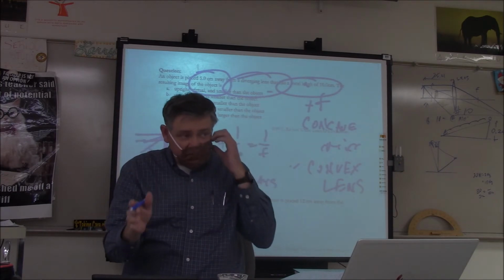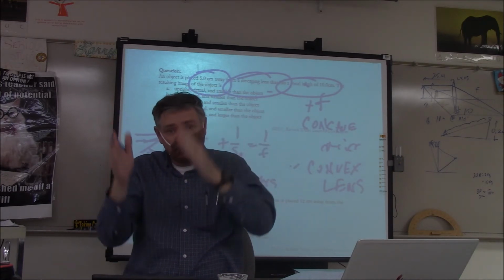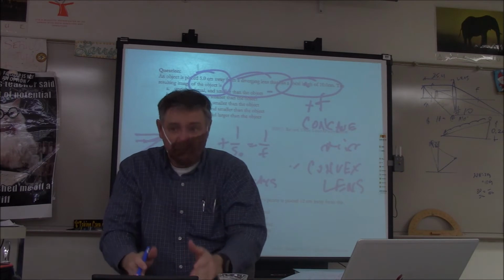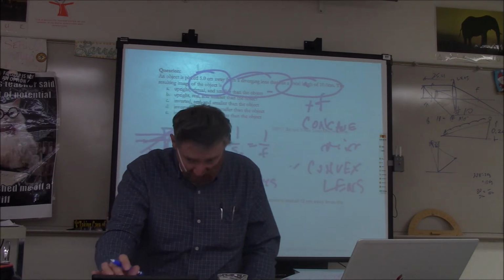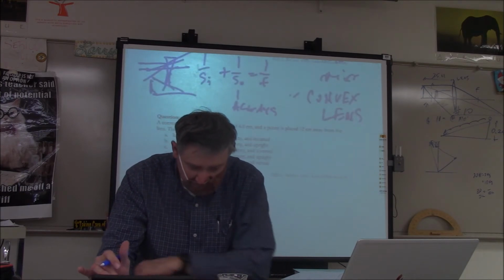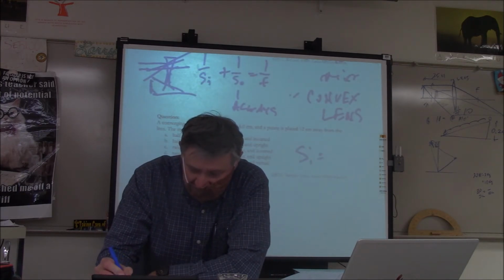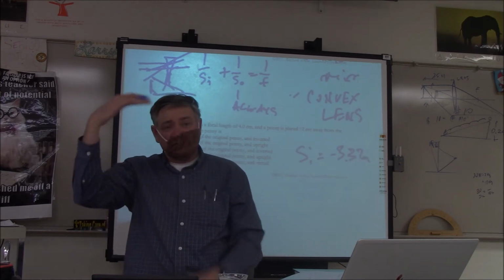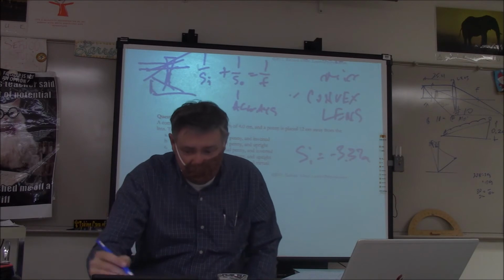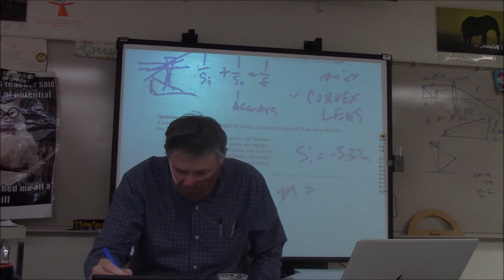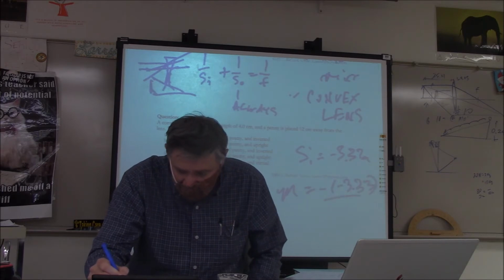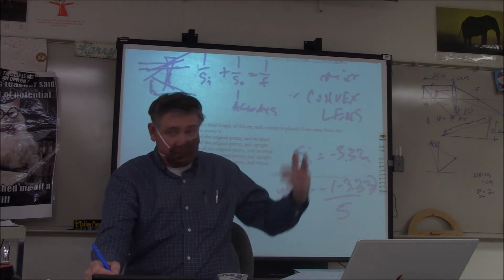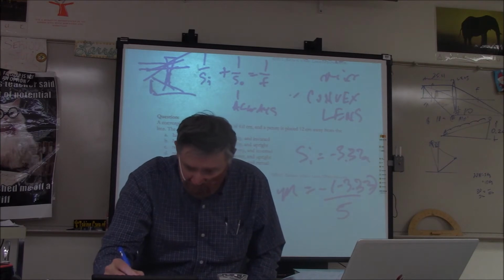So is the 5 centimeters away your object distance or your image distance? Object distance. That's your object distance. So you could go through and calculate the image distance. What you would see, if you did that, is an image distance of negative 3.33 centimeters, which would then allow you to calculate the magnification. So your magnification would be the negative of negative 3.33 divided by 5, which is your object distance, okay? And that would get you 0.67.